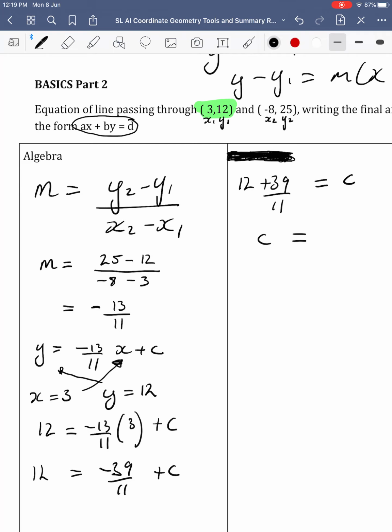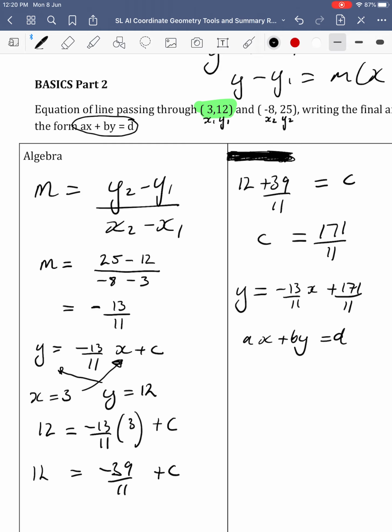Okay, so I'm just opening it now, and I'm typing in 12 plus, then I'm opening up the fraction button, and that's 39 over 11. And when I press enter, my calculator gives it to me as an improper fraction, which is great, because now we just write down an equation: y equals mx plus c. But now it wants it in the form ax plus by equals d.